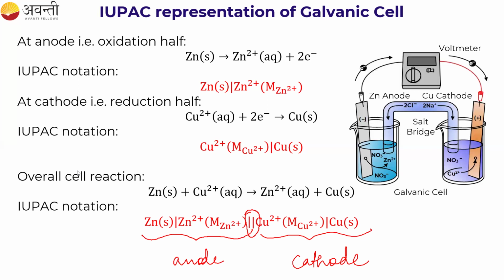Clear? Do you have any doubts? Will you be able to draw a cell notation if I give you some other reaction, students? It is very easy. You just need to go for the anode reaction and then the cathode reaction. That's it.